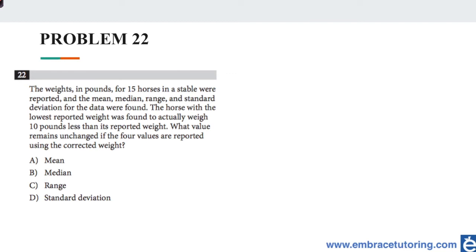Problem number 22 states, the weights in pounds for 15 horses in a stable were reported, and the mean, median, range, and standard deviation for the data were found. The horse with the lowest reported weight was found to actually weigh 10 pounds less than its reported weight. What value remains unchanged if the four values are reported using their corrected weight? This problem is really asking you, one, do you understand what mean, median, range, and standard deviation are? And two, if we take the lowest value out of a data set, what value essentially remains unchanged? That's really what this question is asking you.